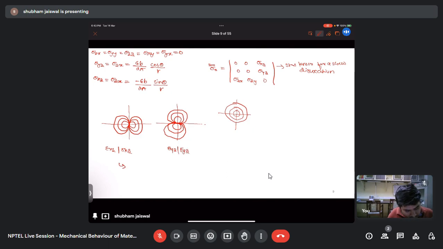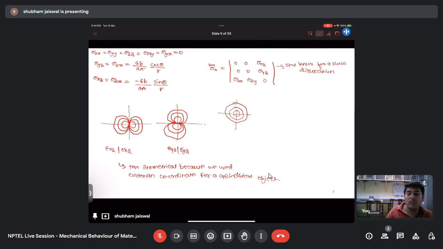So I will write down here: non-symmetrical because we used Cartesian coordinates for a cylindrical object. Okay. So this was about the stress and strain field for the screw dislocation.